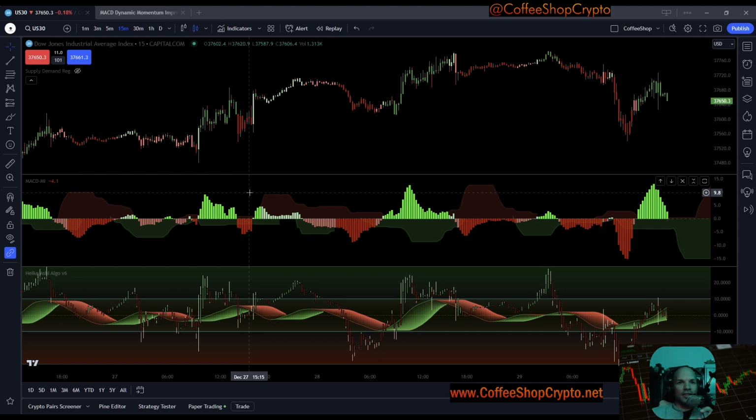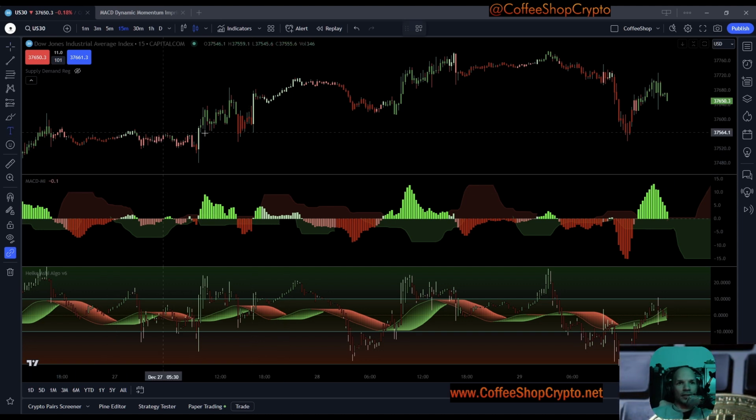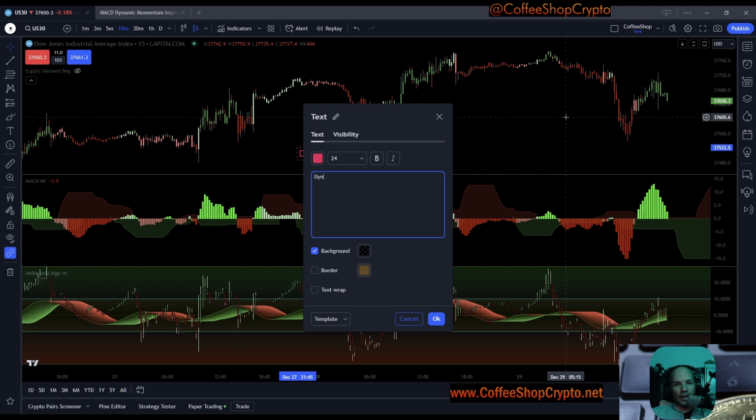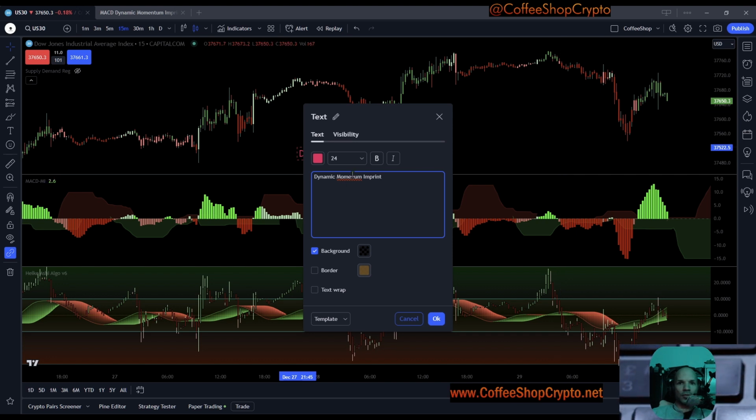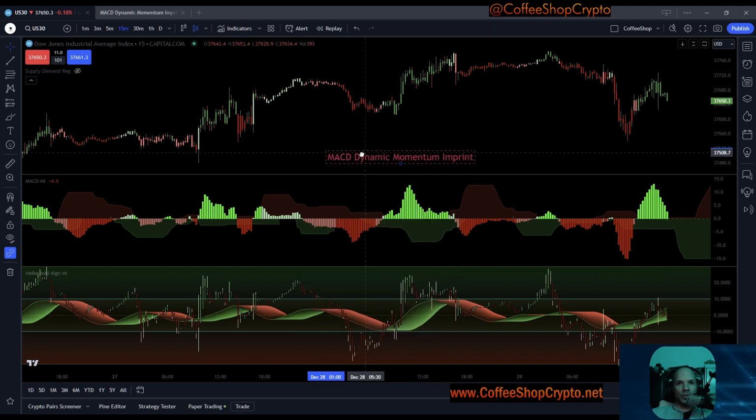So this is called the MACD, right? It's called the MACD, but it's called the dynamic, okay? Momentum imprint, okay? And of course I spelled it wrong. Momentum there with a T, right? It's the MACD dynamic momentum imprint, okay? That's what it's called.